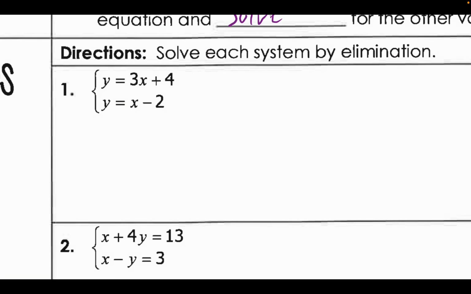So I'm going to rearrange by moving my 3x to the left and my x to the left. I'm going to subtract 3x on the top equation, which gives me -3x plus y equals 4. I always write my x before my y. Then I'm going to subtract x on both sides of my bottom equation and get -x plus y equals -2.